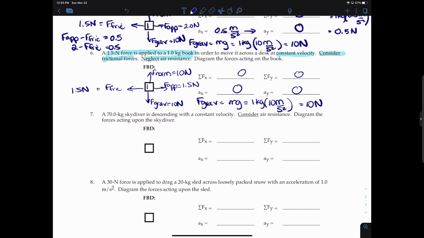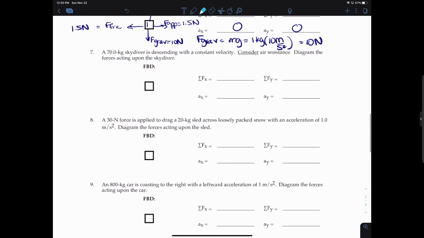That was an easier one. So let's move on to number 7. A 70 kilogram skydiver is descending with a constant velocity. So we have constant velocity, consider air resistance, diagram the forces acting on the skydiver. So he's 70 kilograms. We've got the force of gravity. We've got the air resistance. We've got constant velocity, so it's all 0.